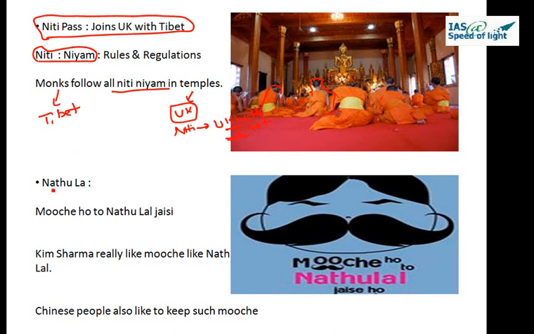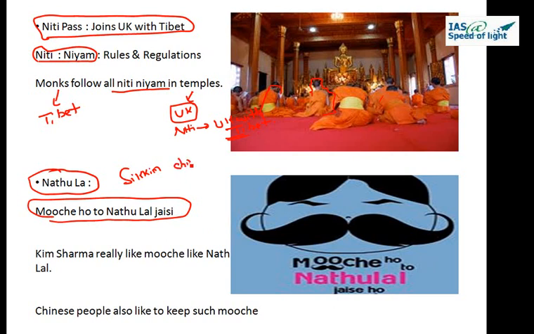Then we come to a pass known as Nathula Pass, and our picture for Nathula, if you know the very famous dialogue of an Amitabh Bachchan picture, "मुझे हो तो नथुलाल जैसी वरना नहीं हो, मुझे हो तो नथुलाल जैसी." So it is in Sikkim, and it connects with China or Tibet or China trade. So Nathulal ki Muche, or mustache, we will have as a picture for Nathula.